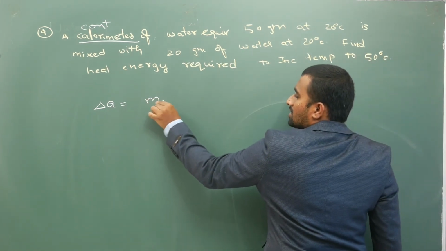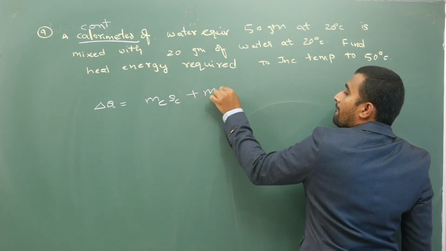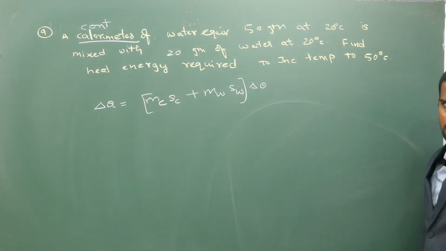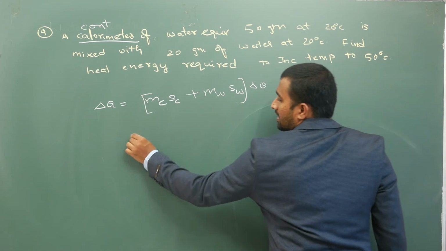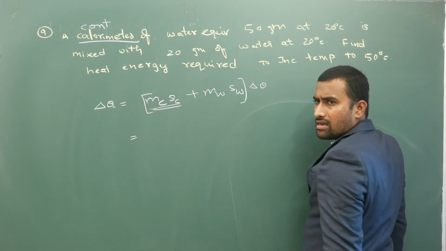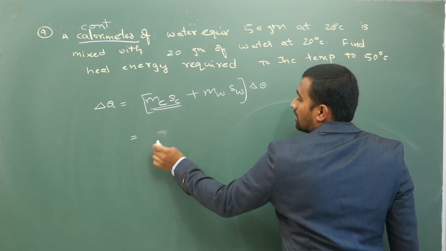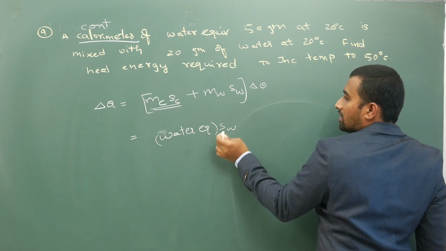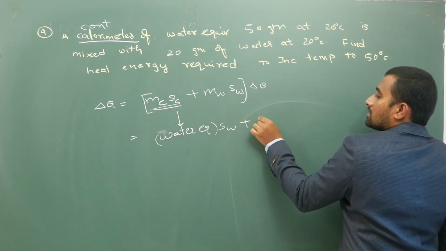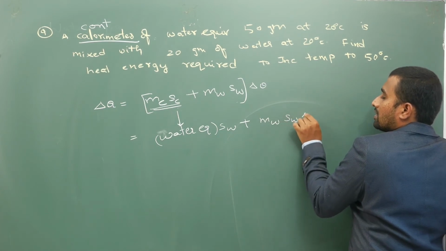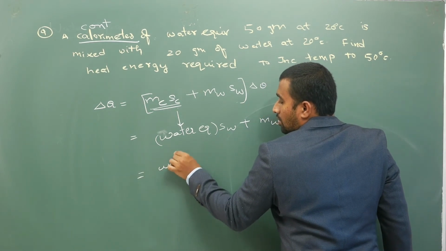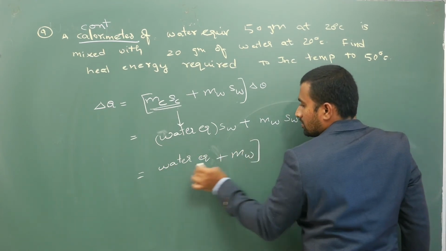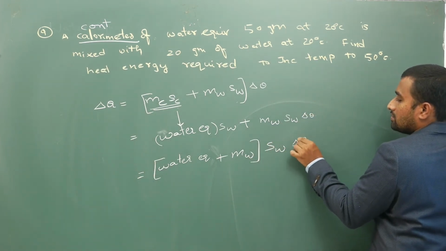So it is actually mass of container into specific heat of container plus mass of water into specific heat of water into delta theta, because you are bringing out the same temperature difference. But this is not required directly. It is this part, as I have discussed, you are replacing it with water. So this will become water equivalent times specific heat of water, plus mass of water into specific heat of water into delta theta. So cut short, this is going to become water equivalent plus mass of water that you have times specific heat of water into delta theta.